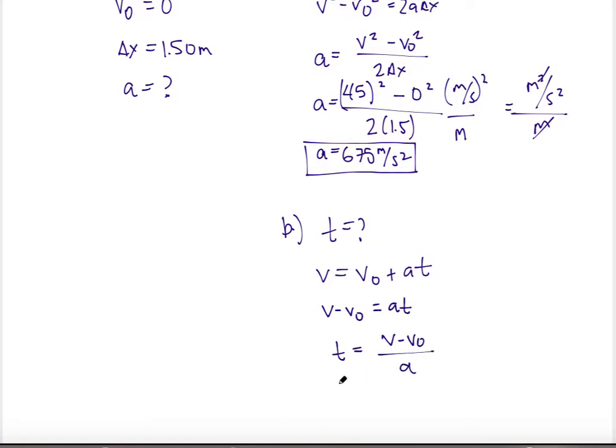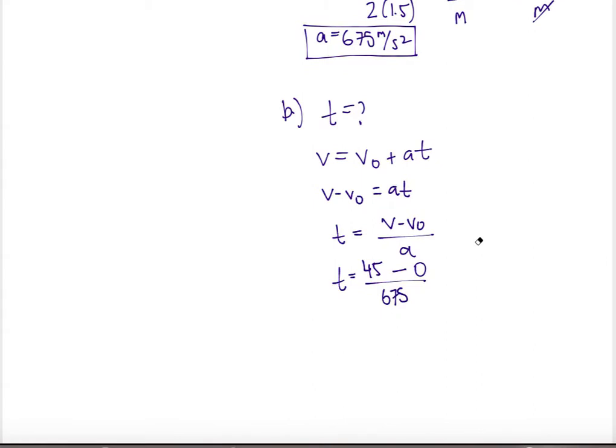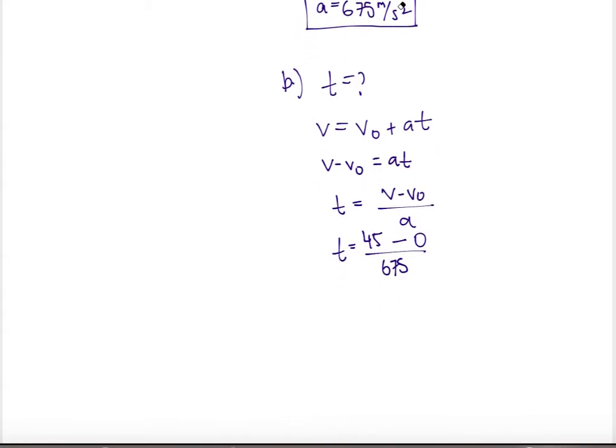So substituting here, I would have 45 meters per second minus 0 over this acceleration I found to be 675 meters per second squared. Plugging this into a calculator gives me a very, very quick time of 0.0667 seconds. And again, I'm basically going to be using 3 significant figures most of the time.